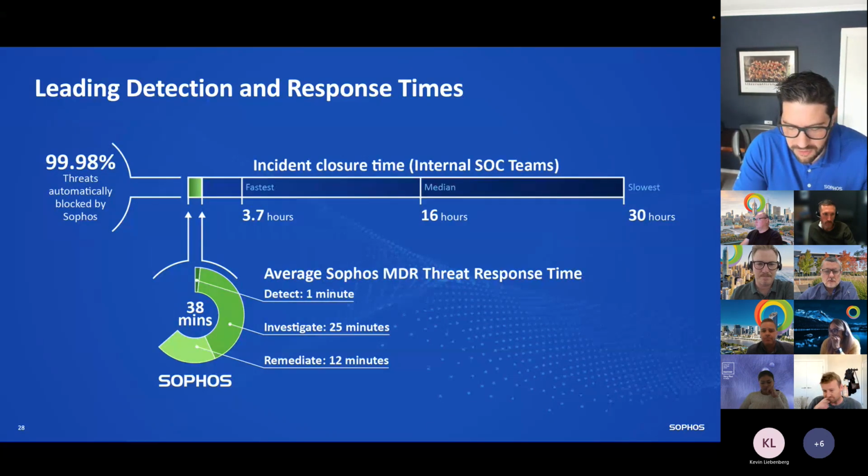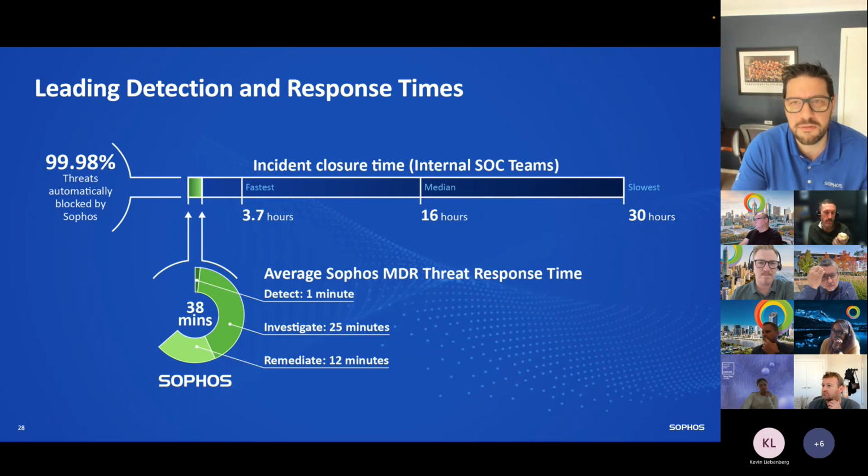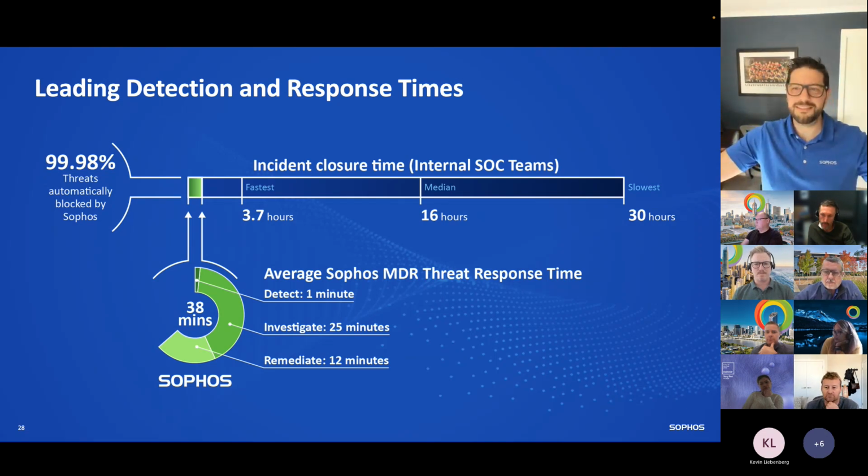So this slide alone is one of the key components to decision making. When you're working with your customers, this is a really important one. Making sure the customers understand that time is the most critical thing when it comes to security. If something happens, finding it and shutting it down is critical. 16 hours is the average. Sophos MDR is currently averaging 38 minutes. That is a wild difference.